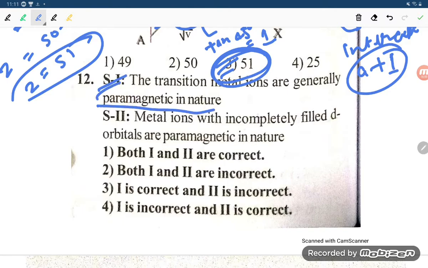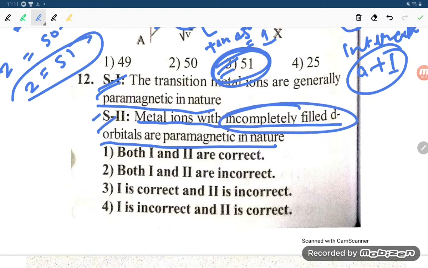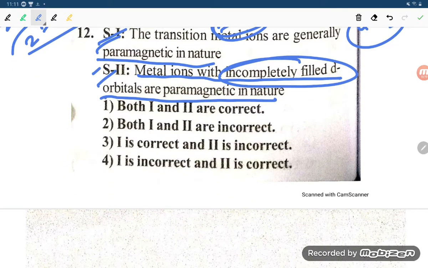That is correct, student. D block elements have incomplete d orbitals. Metal ions with incompletely filled d orbitals are paramagnetic. Both are correct, student. If unpaired electrons are there, incompletely filled d orbital means it will be paramagnetic. So both 1 and 2 are correct. The correct option is option number 1. So for question 12, option number 1 is the correct answer.